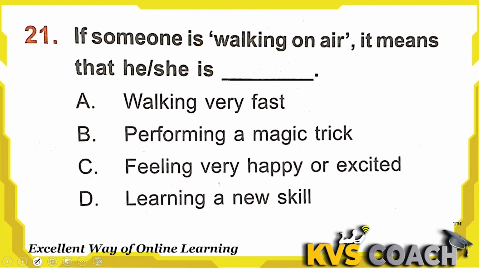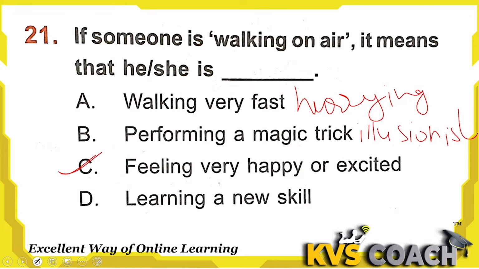Next is, if someone is walking on air, it means that she is feeling very happy or excited. Option C is the right answer here. Option A, walking very fast, means the person is in a hurry. Performing a magic trick means being an illusionist, which is creating illusion. Learning a new skill means you are acquiring knowledge in a particular field. But for walking on air, option C is the right answer here.